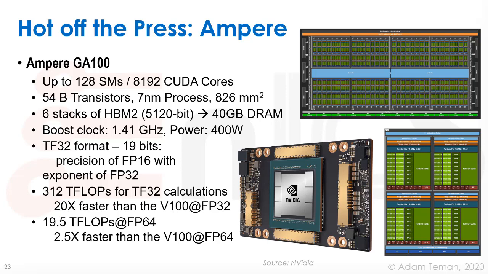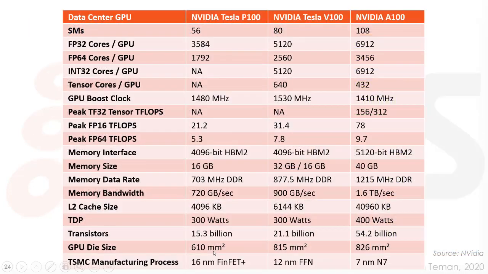It can do 312 teraflops for these TF32 calculations, which is 20x faster than the last big Tesla card they had, the V100, though the V100 was measured at FP32, which is a different format, but still that's what you can get. And if you look at FP64, they provide 19.5 teraflops, which is 2.5x faster than the V100 at FP64. Again, sometimes these comparisons are not exactly apples to apples, but it really is a beast, this Ampere.